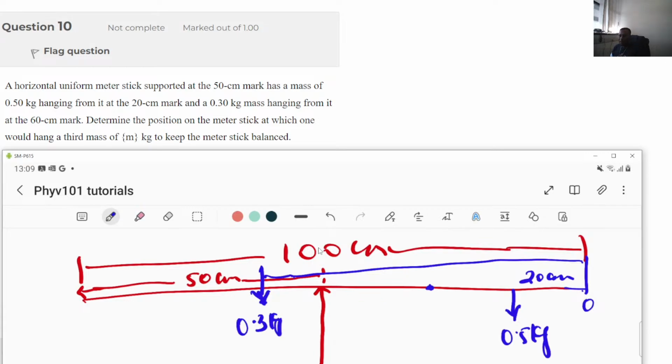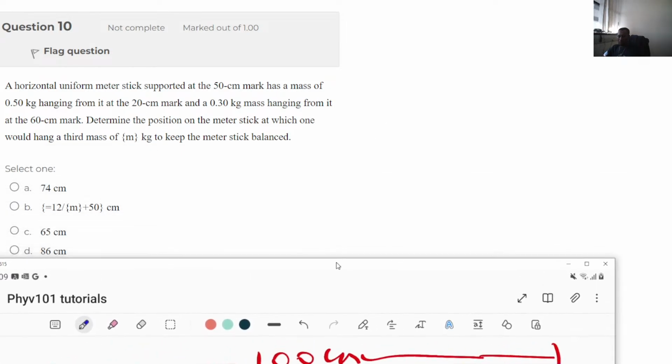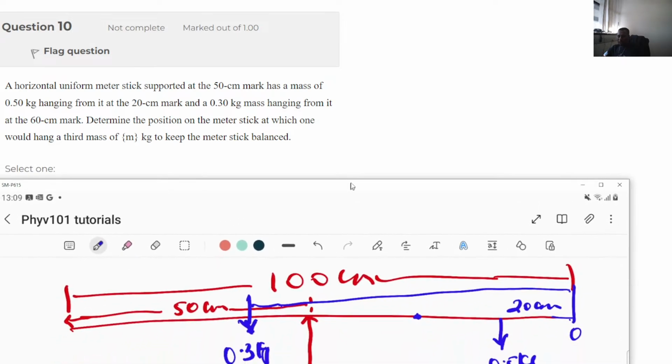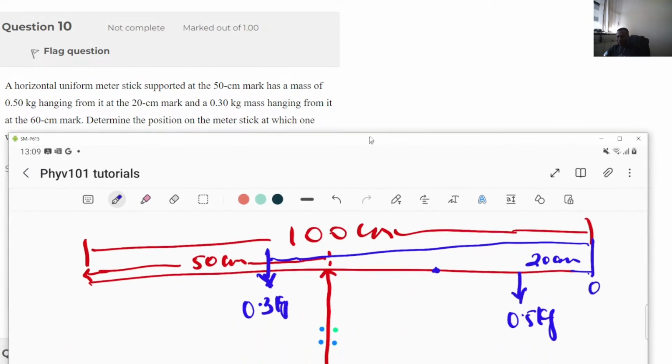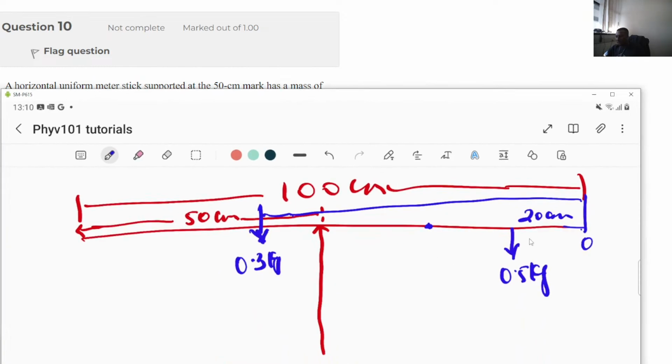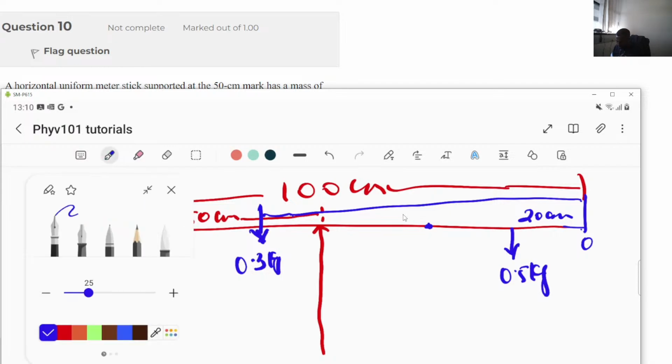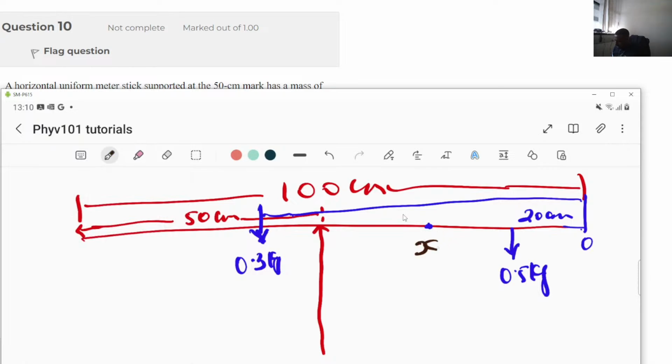Now it says determine the position on the metric stick at which one would hang a third mass M to keep the metric stick balanced. By the way, easy. Then you could say, where is the question? Where do you put it? Are you going to put it here? Let me change to another pen, I don't like the green. Let's call it here. Or are you going to put it here? Where do you think you're going to put it?